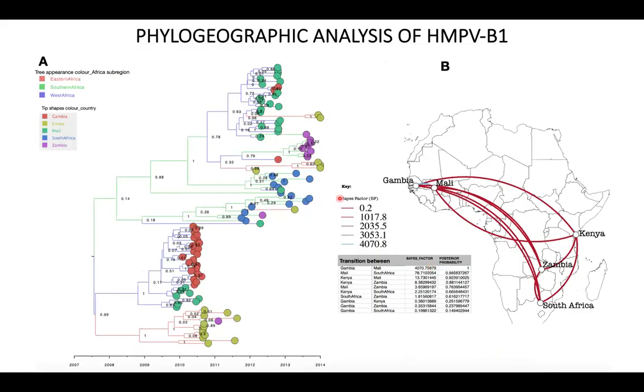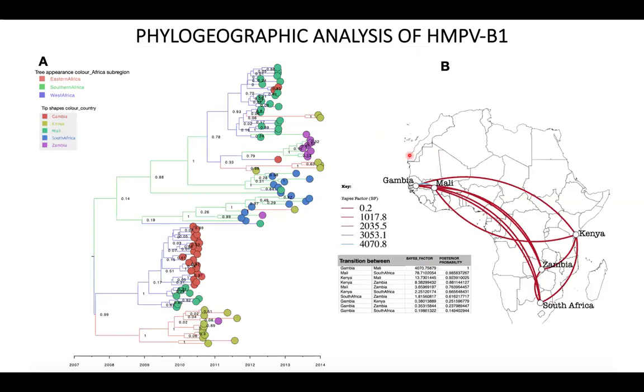So here I'm showing panel A and panel B. These are time-resolved phylogenetic trees, similar to what I've shown before, but the difference here is that you are assessing genetic relatedness and at the same time reconstructing ancestral state location. The tree branches are colored by Africa subregion. So still we see this clustering by region. And to my right is the inferred viral migration pattern of HMPV B1.